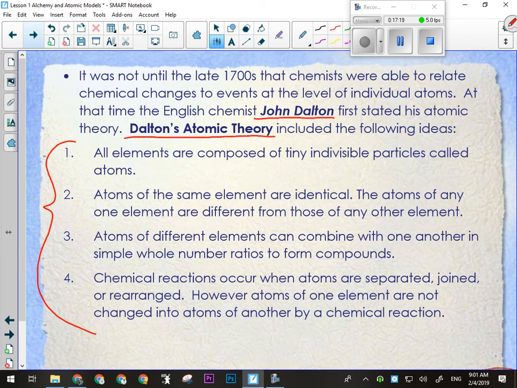It's Dalton's atomic theory. First point of the atomic theory came from Democritus. He realized that when reactions occur, the only way to explain what happened was for tiny particles to be changing places, bonding with each other, moving around. And so he went back to the idea that Democritus had, that all elements are composed of these tiny, indivisible, not invisible, indivisible, so you can't split them, particles called atoms.